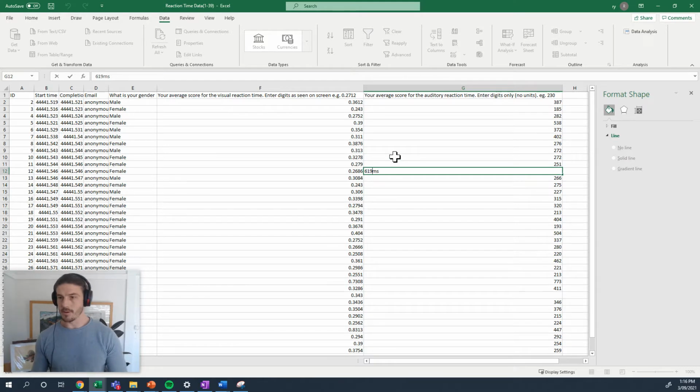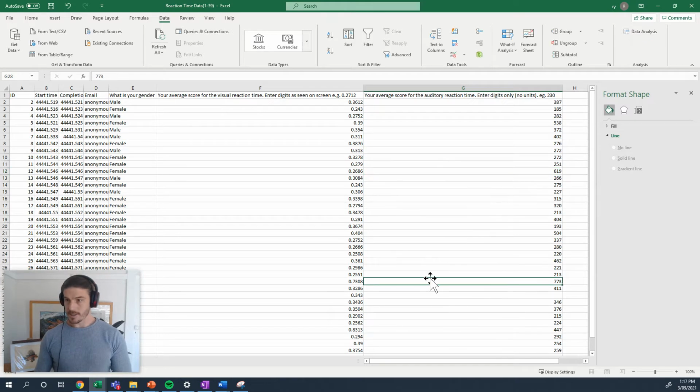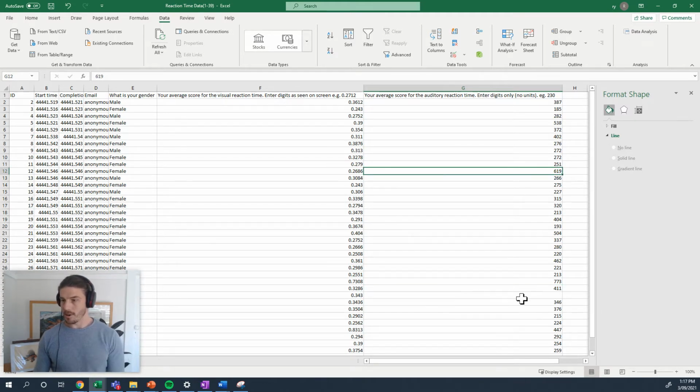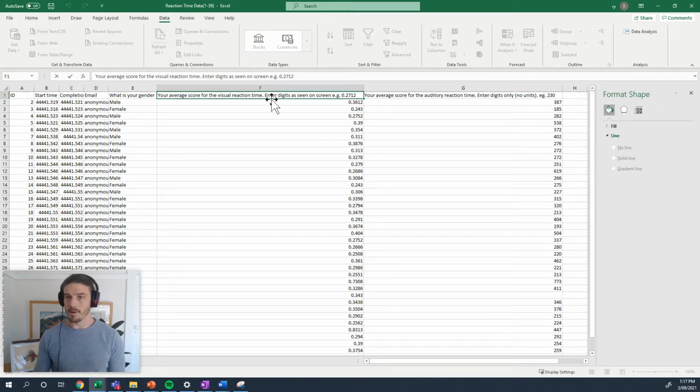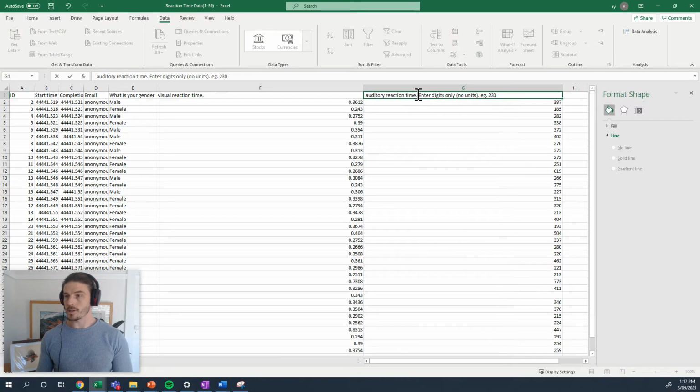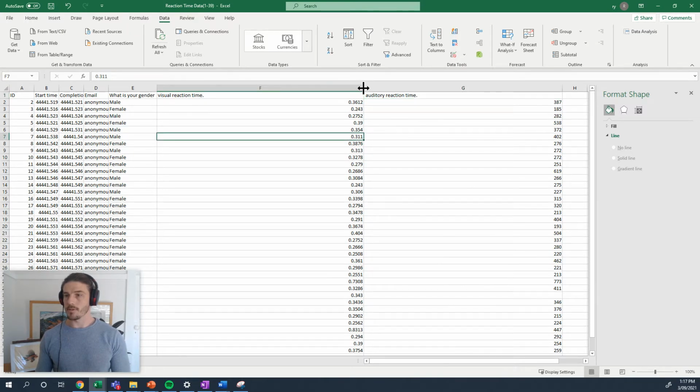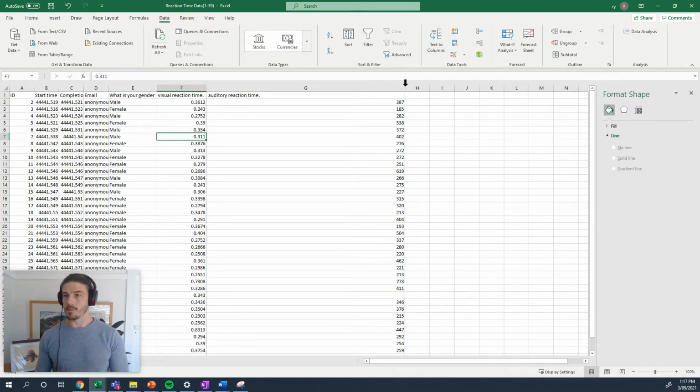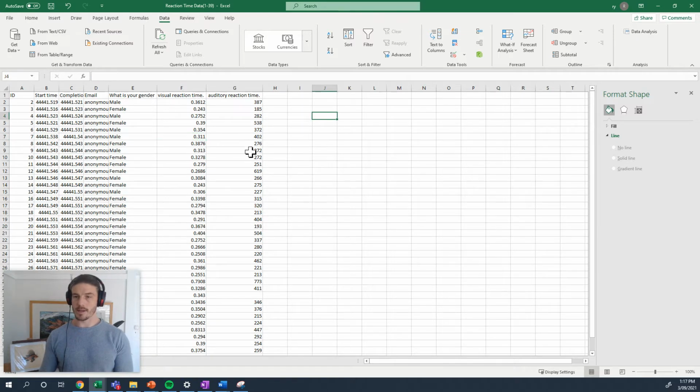Non-numerical values. So somebody in the Microsoft form must have put milliseconds. I'll just delete those milliseconds, turn it back into a value. I'm missing a value down there. There's not much I can do about that. I don't really like these long titles, so I'm going to change them just to reaction time and auditory reaction time. These are very wide, so I'm going to double click on the column widths to make them smaller.